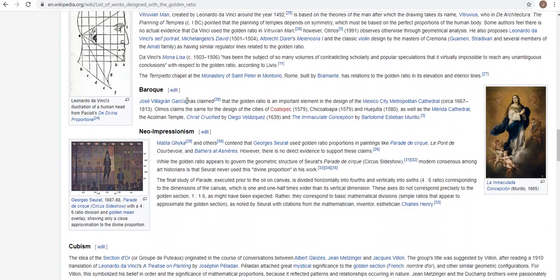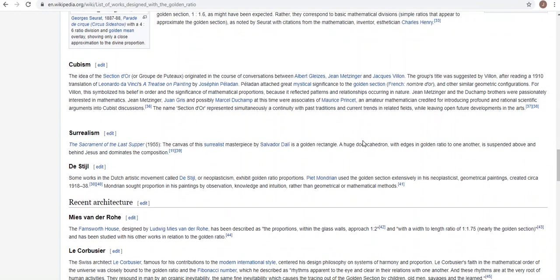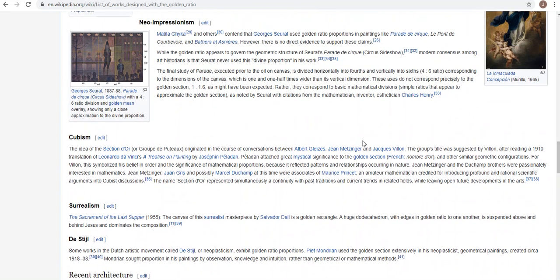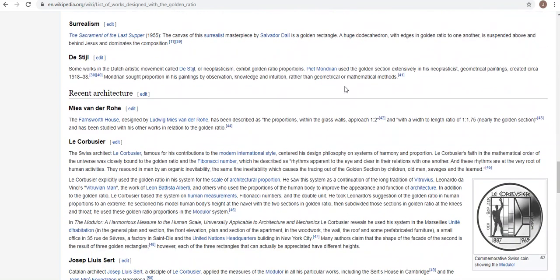Georges Seurat talked about the golden mean and used that in a lot of his famous paintings. Cubist painters had conversations about the golden ratio and its significance, and they said possibly Marcel Duchamp and so on introduced these ideas, but we can look throughout and find several people. It's just not like one or two or whatever. There's been lots and lots of talk about the golden ratio in architecture, in art.